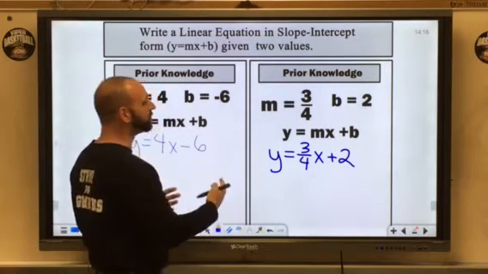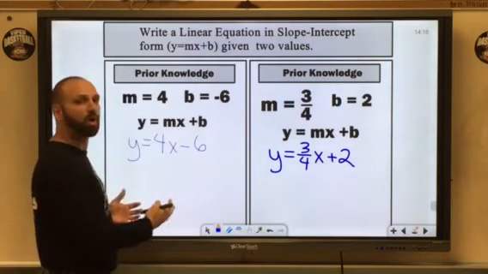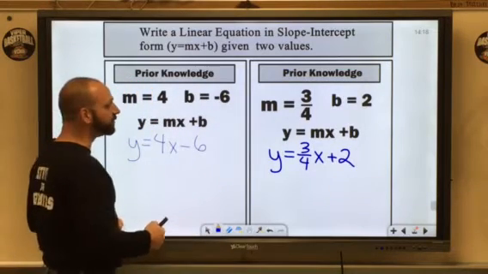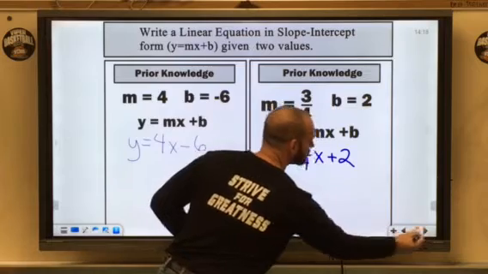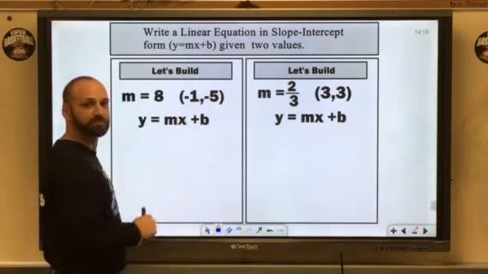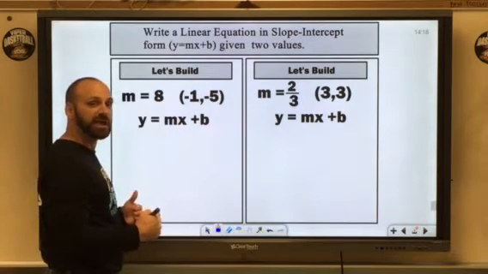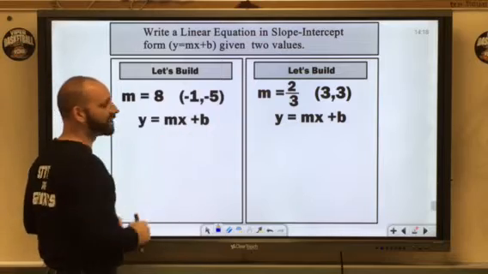Now we're going to build on what you already know, and we're going to give you the slope and a point. And what we're going to have to do is solve for our y-intercept.